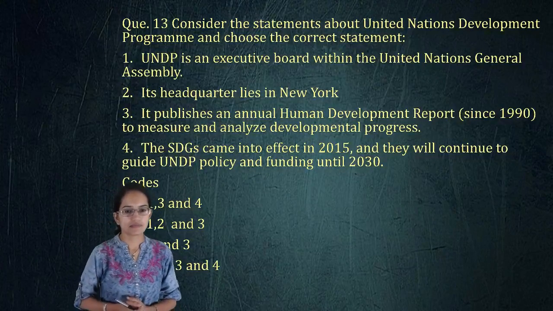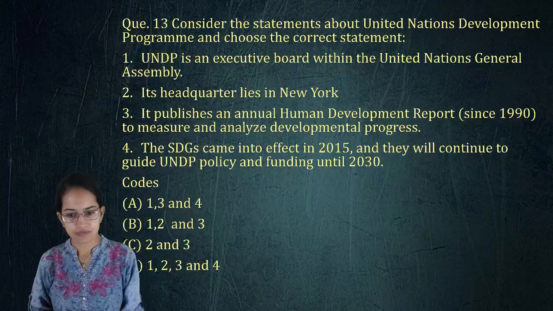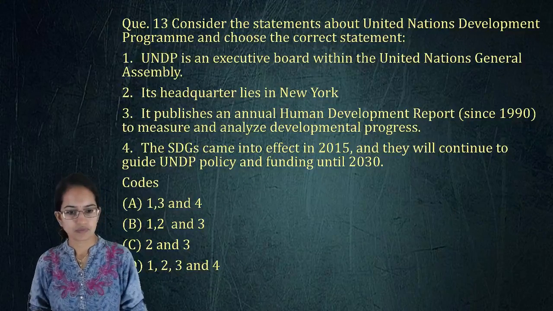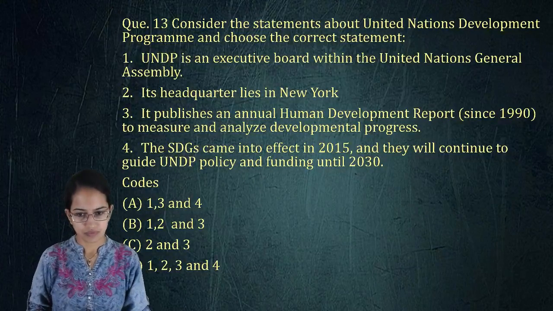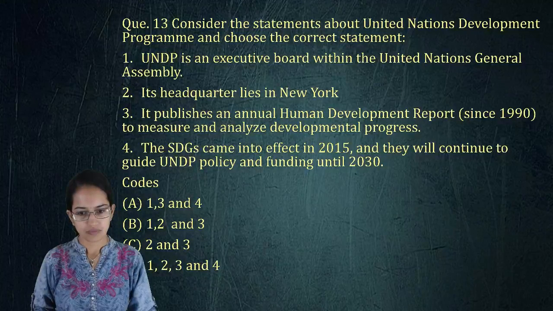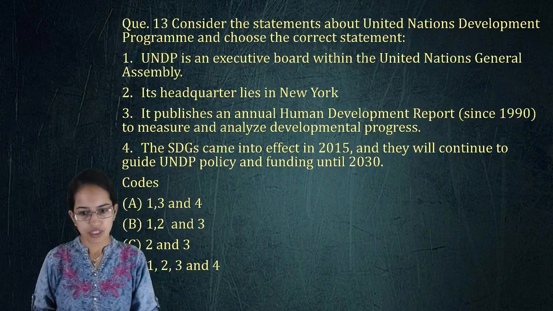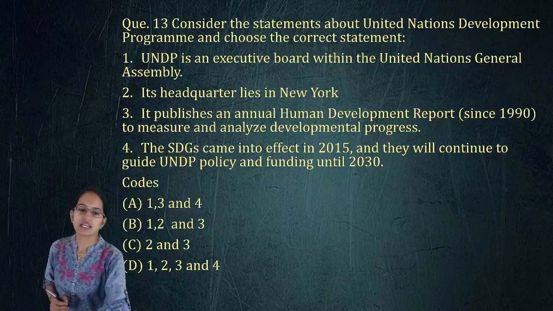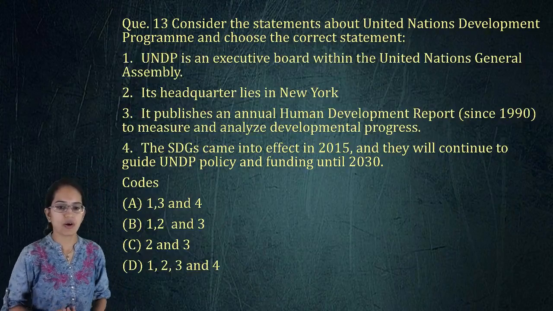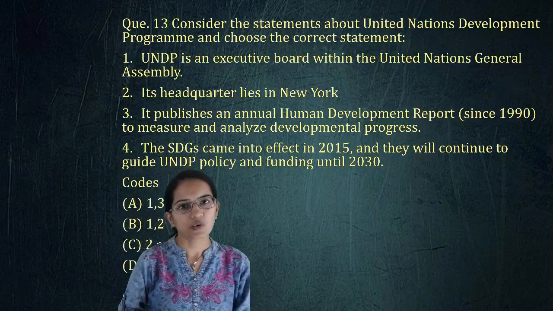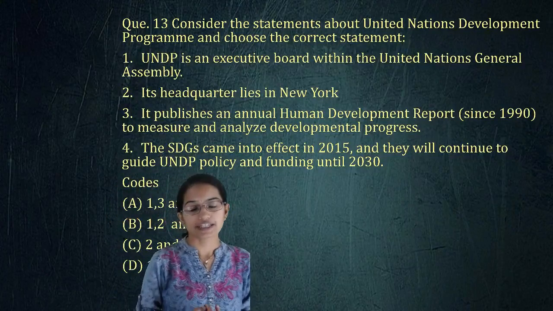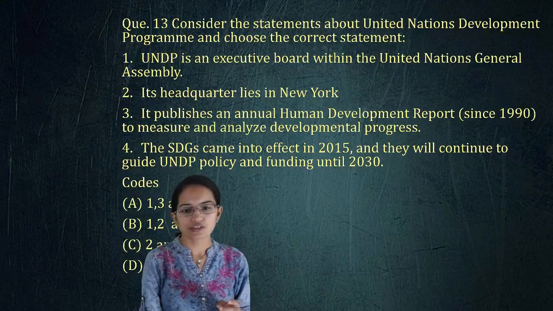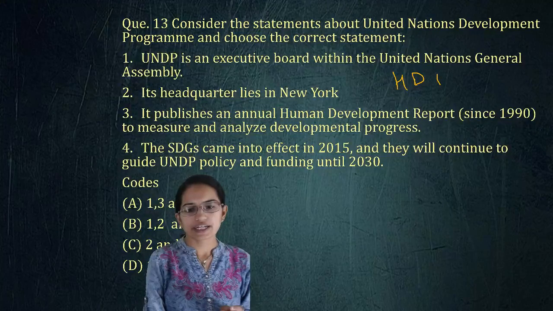Question 13. Looking for the right answer. Which statements are correct? So Deepthi has the right answer. Great, Deepthi. Now the thing here is you have to understand UNDP is an executive body of the UN General Assembly, that's correct, headquartered in New York, and publishes the Human Development Report. It also publishes the Human Poverty Index. So two indexes by UNDP, very, very important. Those are HDI and HPI, the Human Development Index and Human Poverty Index.